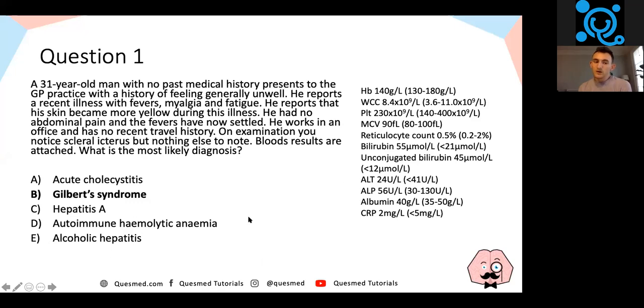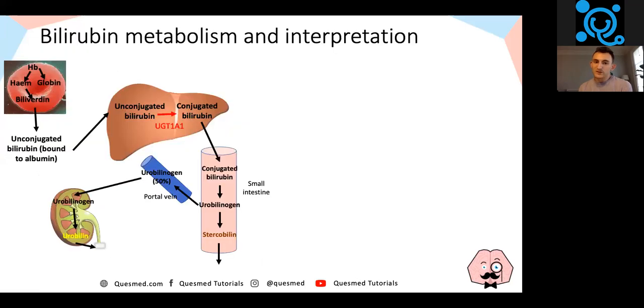So when we're thinking about liver function tests, and especially bilirubin, it's important to think about how bilirubin is metabolized. And this helps us to think of an approach to interpreting a high bilirubin. So if we look at our red cell, we've got hemoglobin, which is converted into heme and globin. The heme is converted into biliverdin, and then that's converted into unconjugated bilirubin, which is bound to albumin in the plasma.